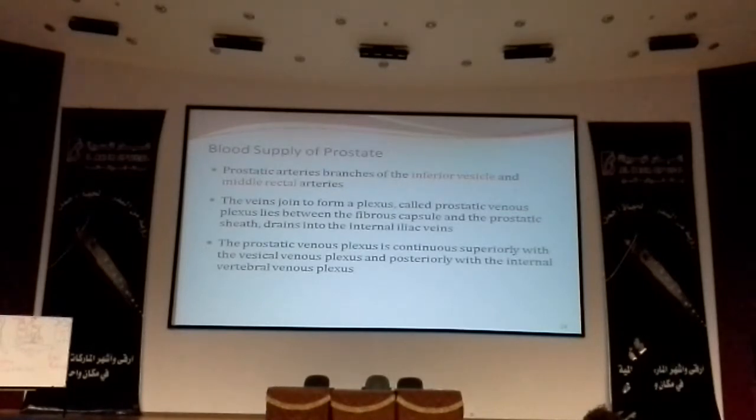Now about the blood supply for the prostate gland, it is also the inferior vesical artery and the middle rectal artery. From where is the middle rectal artery?